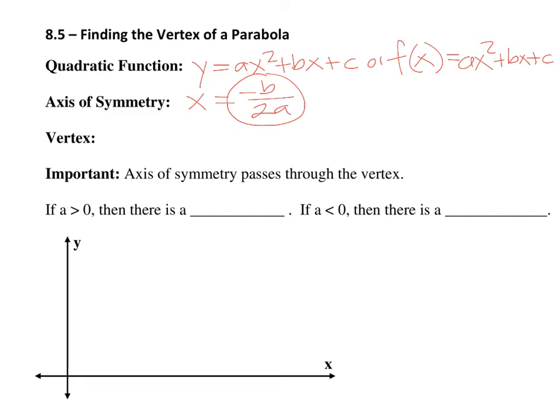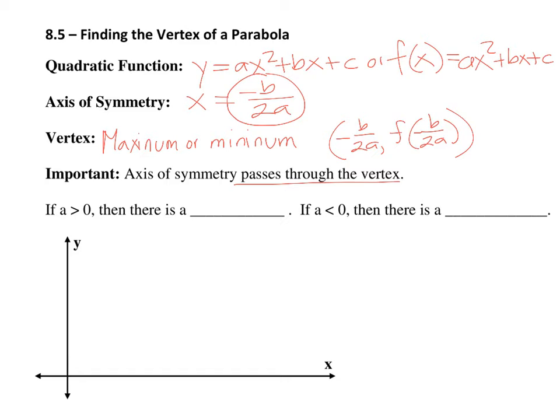Now the vertex is the maximum or minimum of the parabola. And so that would be this. It's a point. And the x value is negative b over 2a. And the y value is just whatever you get when you plug the x value into the function. So important, the axis of symmetry passes through the vertex. It's the x value of the vertex.